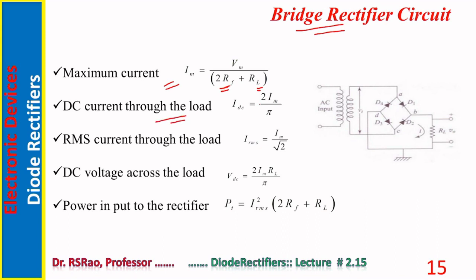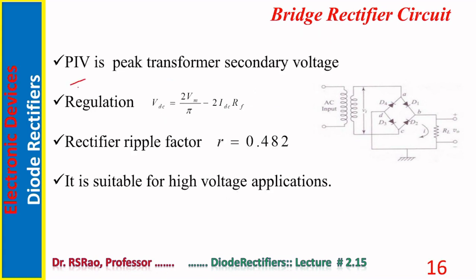DC current through the load is 2Im by pi. RMS current is Im by root 2. DC voltage across the load is 2 Im RL by pi. Power input to the rectifier is IRMS squared times (2Rf plus RL). Some more points. Peak inverse voltage is the peak transformer secondary voltage.